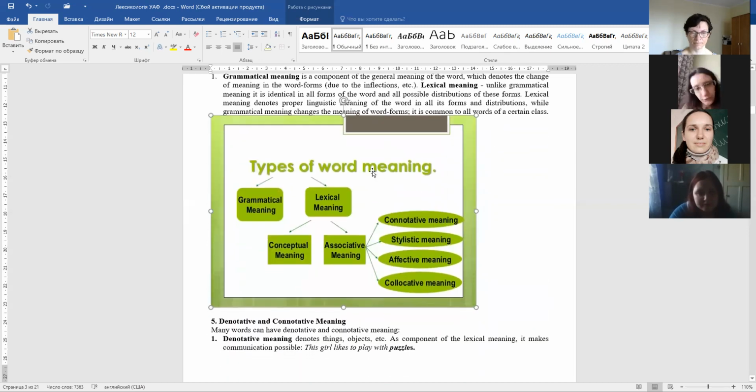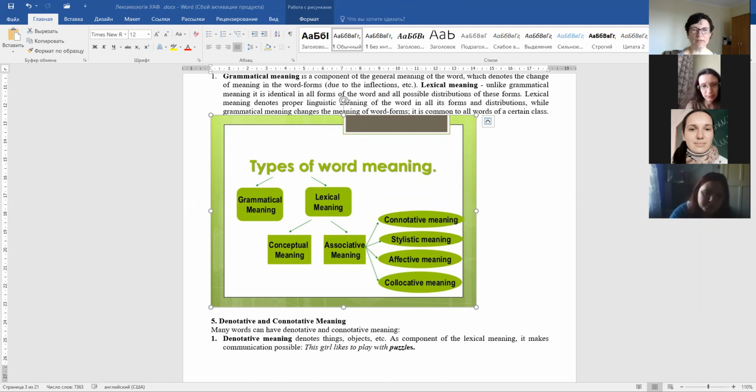There are two types of word meaning, grammatical and lexical meaning. Lexical meaning is divided into two subtypes, conceptual meaning and associative meaning. And associative meaning has such subtypes as connotative meaning, stylistic meaning, affective meaning, and collocative meaning.